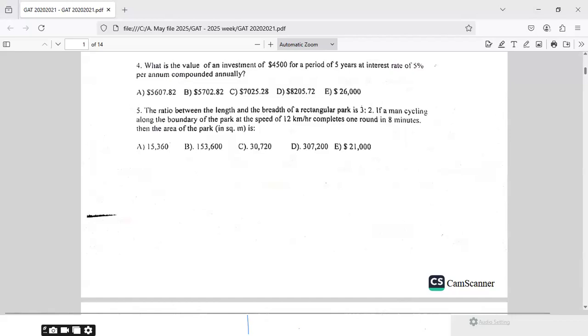If a man cycling along the boundary of the park at a speed of 12 kilometers per hour completes 1 round in 8 minutes, then the area of the park in square meters is... Now, most campuses don't want such questions. But now that we are in the process of learning, let me just show you a hint. You try to understand some few skills and over practice this number like this.